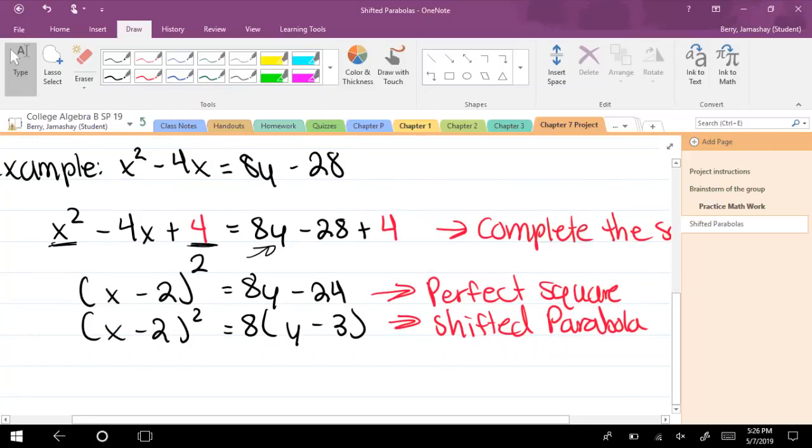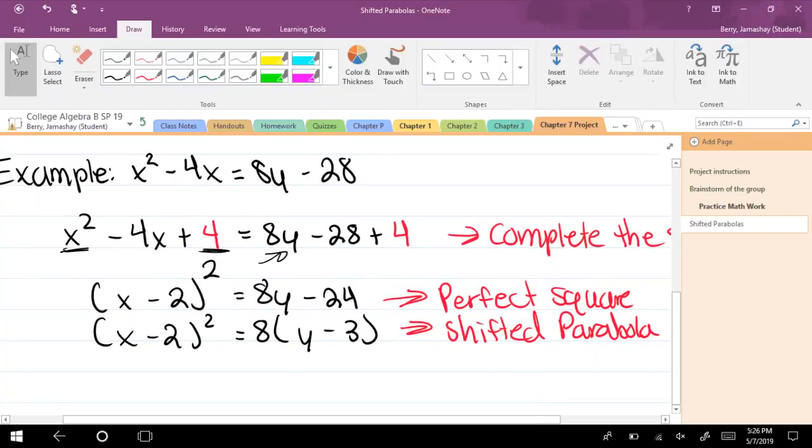Okay, so using this equation, you first would use complete the square, make sure that you put the 4 on both sides, then use your perfect square equation, make sure that you only use these two numbers so that you can make x minus 2 squared, keep this side the same so that it's 8y minus 24, and then make your shifted parabola equation, which would keep the left side the same, and then take just 8 out of it, and then you would get y minus 3.